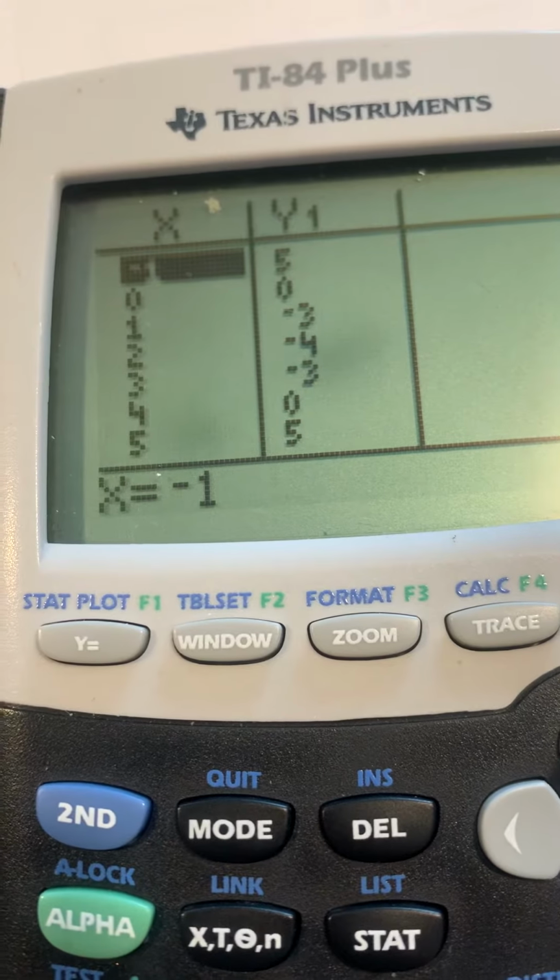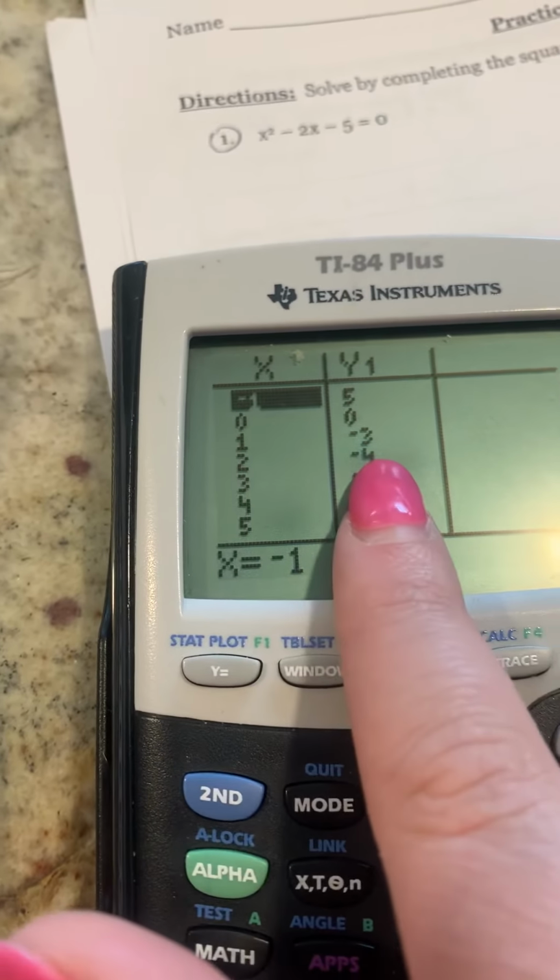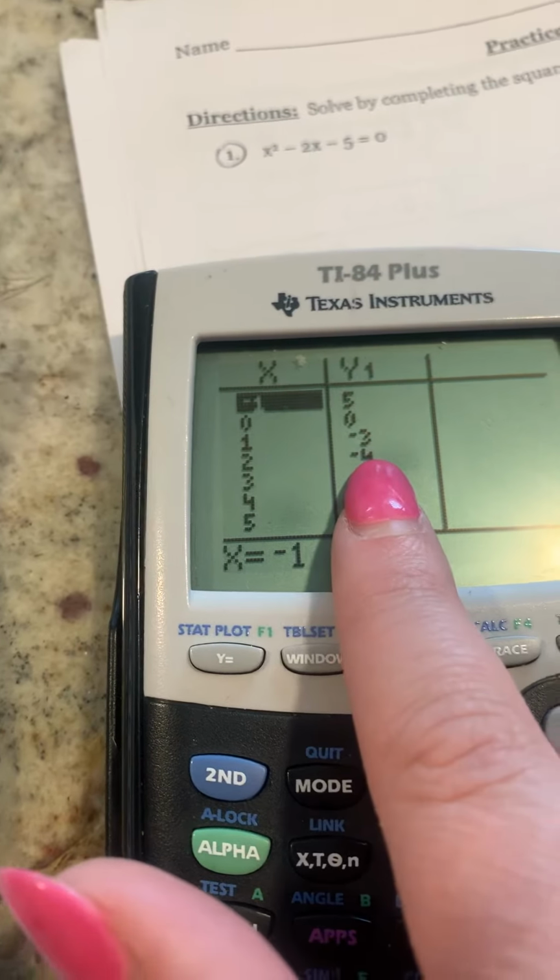My axis of symmetry is right in the middle. So my axis of symmetry is x equals 2. 2, -4 will be my vertex because it's right in the middle of the graph.